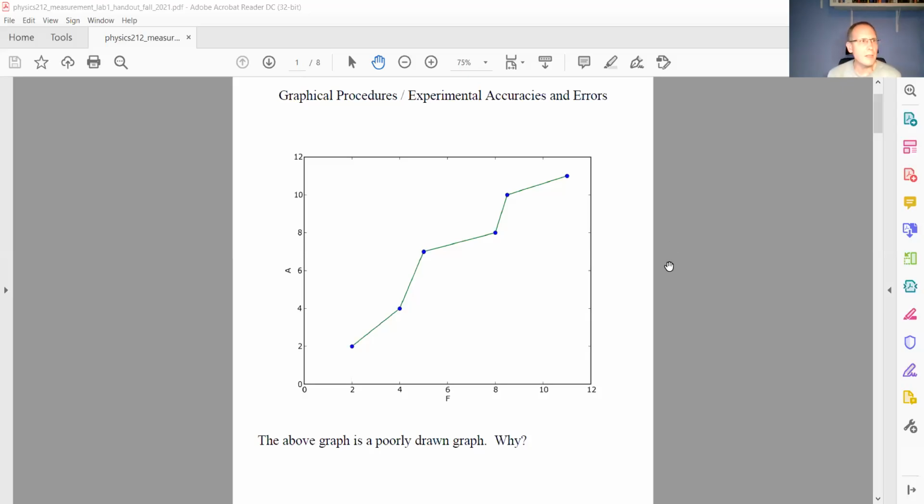Hello, everyone. So in this video, I want to discuss the measurement handout. If you could follow along with the measurement handout, that'd be great. This is going to discuss some ideas on graphing, like what's required for a good graph. I'll talk a little bit about slope, review that concept of slope.